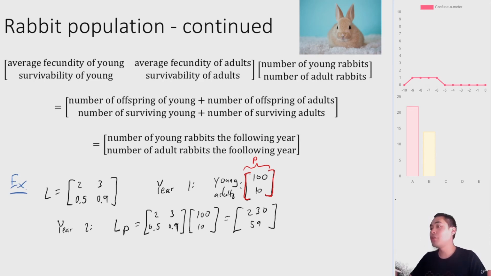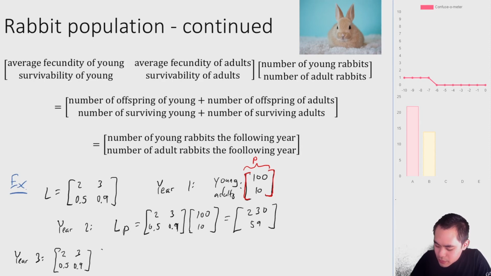So this gives you a model for the growth of the rabbit population, assuming that everything works out on the average. Obviously, when you're applying this in real biological scenarios, there's going to be some amount of noise and randomness. But this model allows you to give at least some estimate of how many rabbits there are the next year. What if you do it again? Well, if you want to know how many there are in year 3, all you have to do is take 2, 3, 0.5, 0.9, and you multiply it by what there was in year 2.